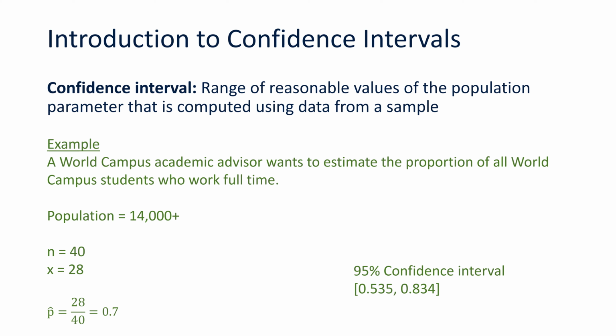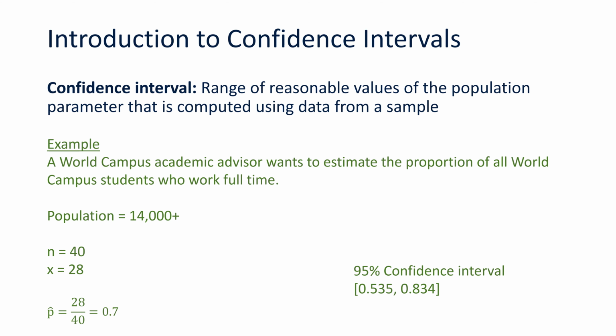They use those sample data to construct this 95% confidence interval. This confidence interval is estimating the population proportion. In this case, they're estimating that between 0.535 and 0.834 of all World Campus students work full-time. Or you could look at this in terms of percentages. Between 53.5% and 83.4% of all World Campus students work full-time.